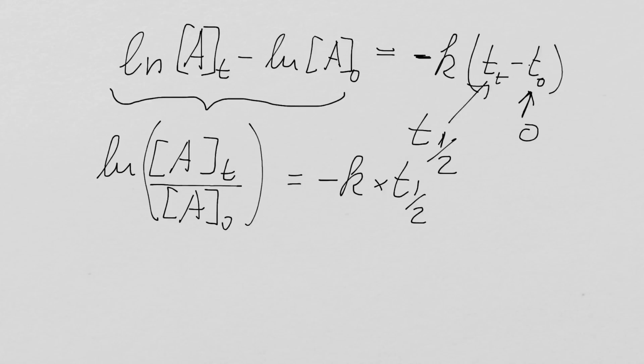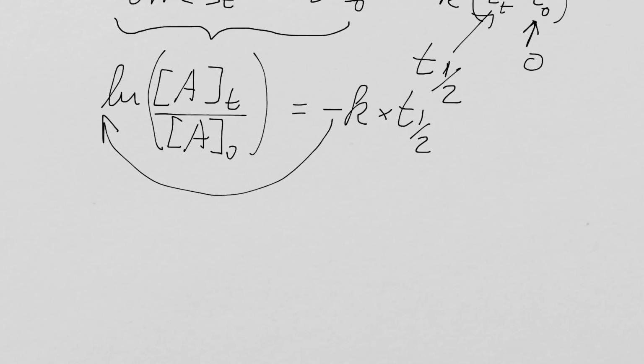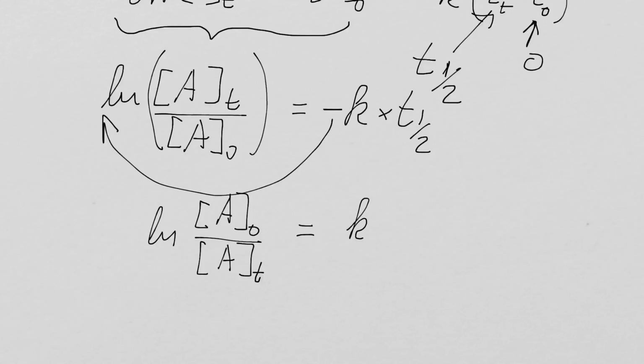Now, I can do something else with that. I can bring this negative sign to that side. And under the rules of logarithm, I can write ln of A at the starting time divided by A at my half-life equals k times t half.